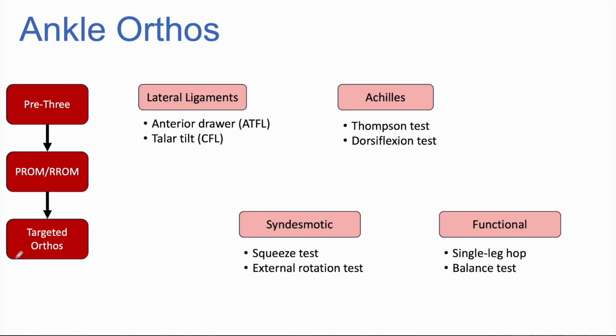Now, here's the key diagnostic fork. This is where things start to simplify. After the pre-3, we look for pattern clues. Inversion injury with lateral pain, it's indicative of lateral ligament sprain. External rotation mechanism at play, syndesmotic injury is likely. Push-off weakness, think Achilles. This fork determines which orthopedic tests we actually run. Instead of testing everything, we test with intention.